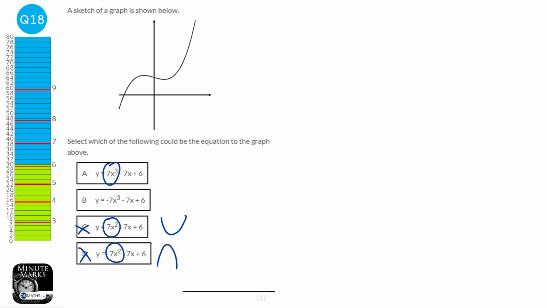A is a positive cubic, which goes up, then down, then up again. And B is a negative cubic, which goes down, up, and then down again. So this one here goes up, down, up again. That's going to be a positive cubic. So our answer is A.